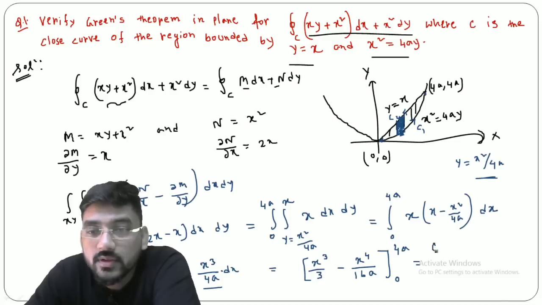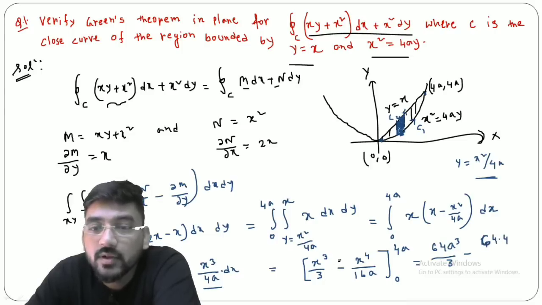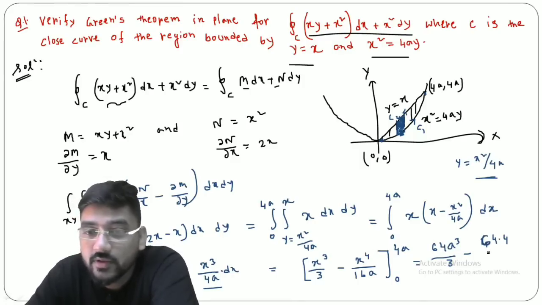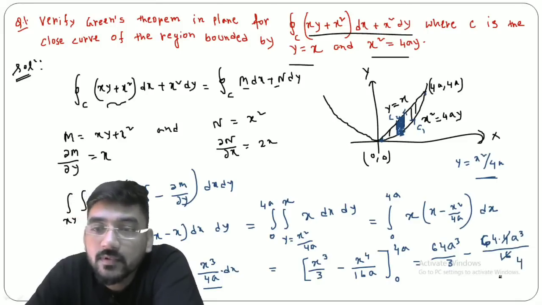So it will be 64a cube by 3 minus, if you put here 4 to the power 4 by 16, 4 to the power 4, that means you can write it as 64 into 4, where 4 cube is 64. You can write it in this way also, and it will be a to the power 4, and here is a, so one a will be cancelled out, so it will be a cube divided by 16. So 4 and 4 will be cancelled out.